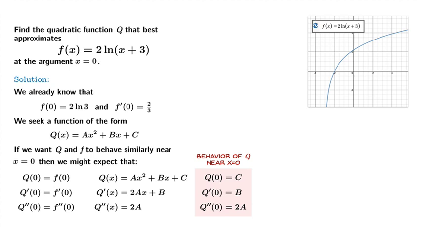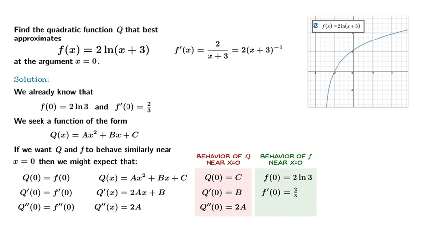So we think that these quantities somehow control the behavior of q near x equals 0. And so we want to match these up with the corresponding values for f. So f of 0 is 2 ln of 3. f prime of 0 is 2/3. We already knew this.